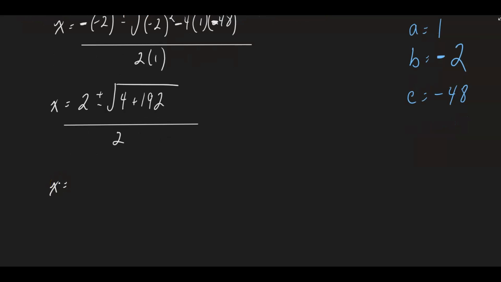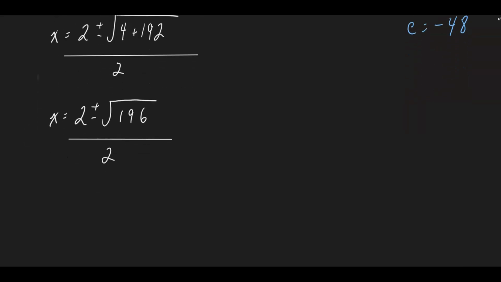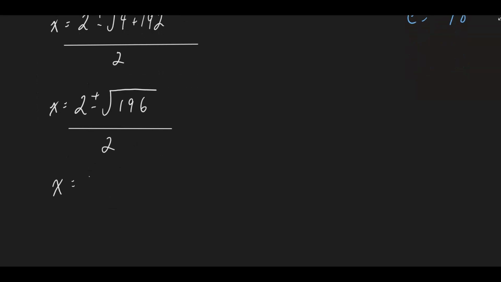All right, so x is equal to 2 plus or minus the square root of 192 plus 4, which is 196, all over 2. Next, we need to find the square root of 196, if that is a perfect square or if it might be a mixed radical. Let's take a look at that. So 196 on my calculator, square root, it is 14. So it is x equals 2 plus or minus 14 all over 2.